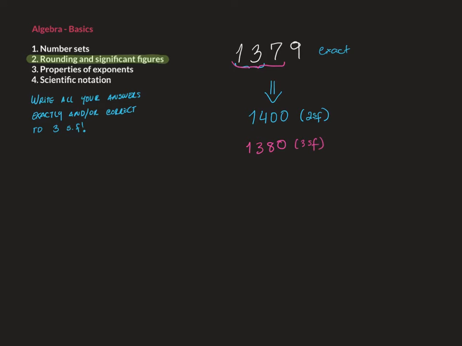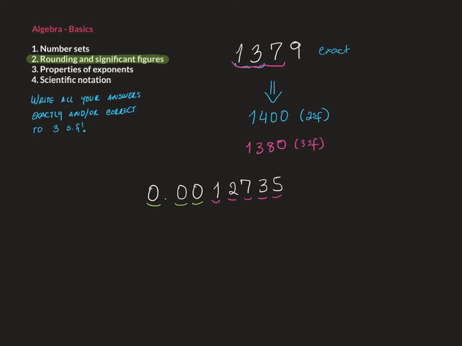So let's take a number that starts with 0. So 0.0012735, for example. This number has only 5 significant figures. So these initial zeros have no value. They are not significant. The first significant figure is 1, the second is 2, 7, 3, and 5, like that.